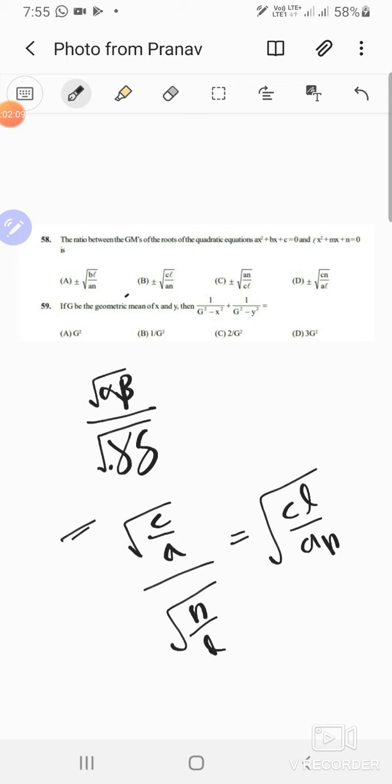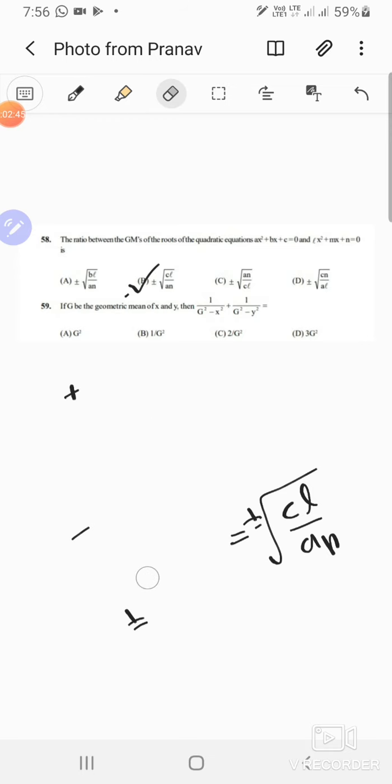Plus minus. Well, yeah, obviously, because it might be possible that a and c are negative. Sorry, it might be possible that alpha and beta are negative. In that case, the geometric mean should be like negative square root of alpha beta, but we don't know if they are positive or negative, so just put a plus minus over here. Similarly, you can put a plus minus over here, so that will give me plus minus of cl upon an. That makes sense. Okay, let's go to the next question.